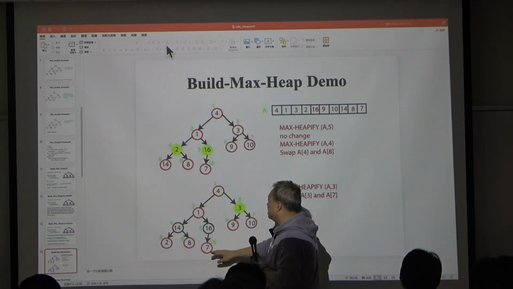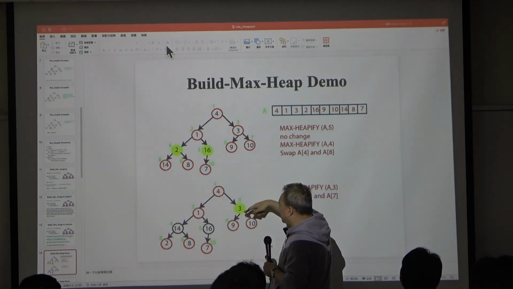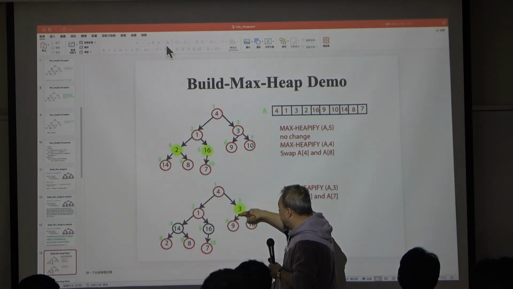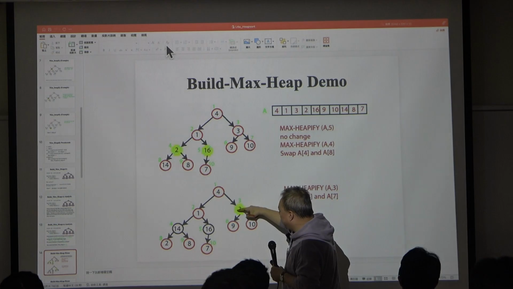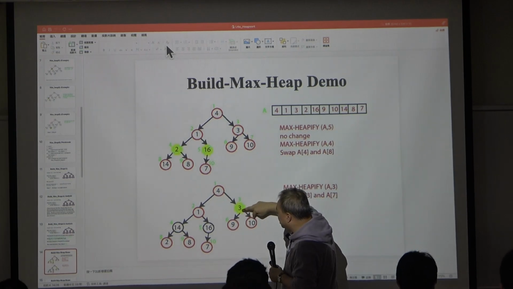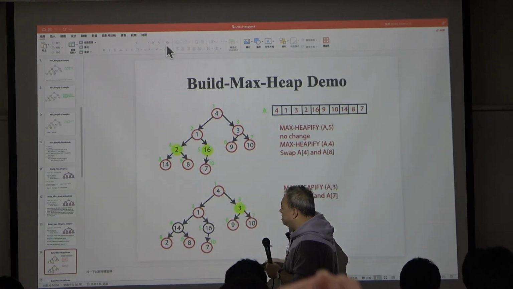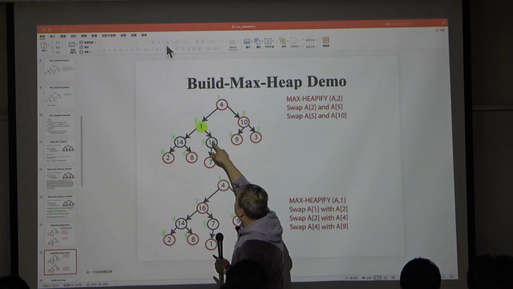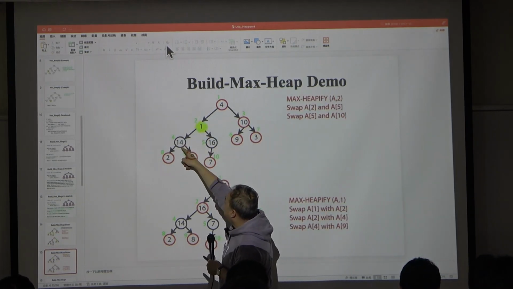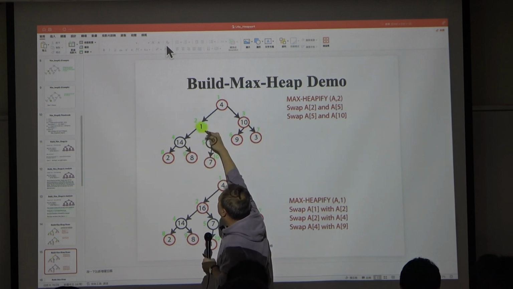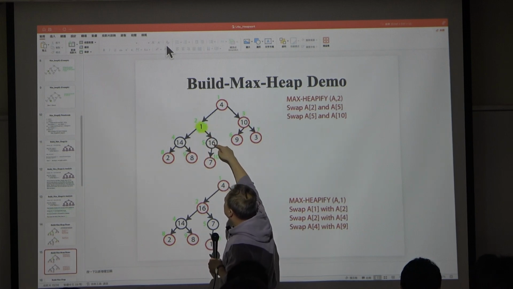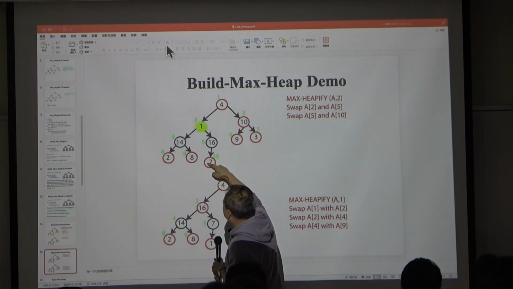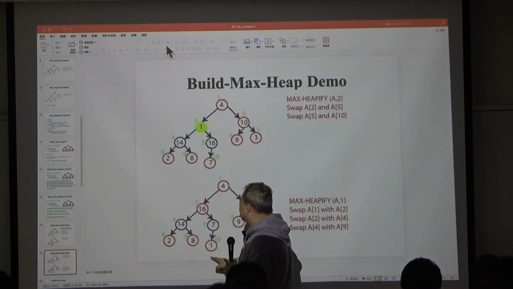So it becomes like this, and then we go on to the index 3. So this one again, it violated the heap property, so we need to do a swap. Okay, and then we go to the index 2. Index 2, obviously violated the heap property, so we swap this one with 16, and then we need to further swap this 1 with 7, so it becomes like this.